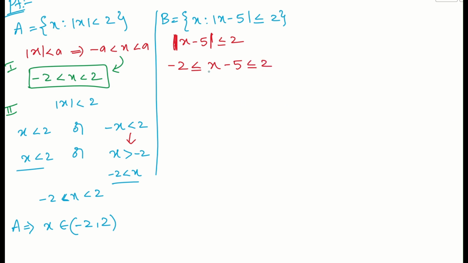We want only the x value. For getting the x value, we need to remove the 5 which is there in this expression. For removing it, we simply add 5 on each and every side of the inequality. From this, what I'll be getting? 5 minus 2 will be 3, which is less than or equal to x. Simply, I can cancel negative 5 and positive 5. So this will be x, which is less than or equal to 7.